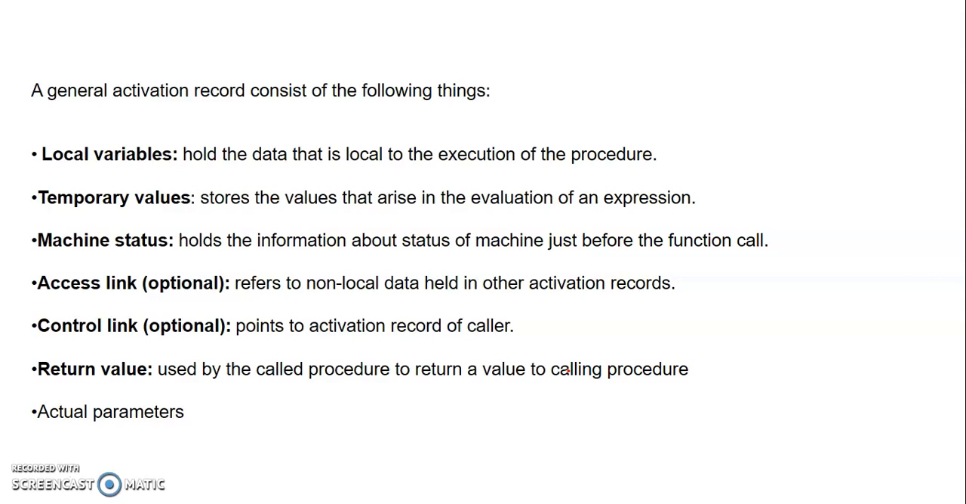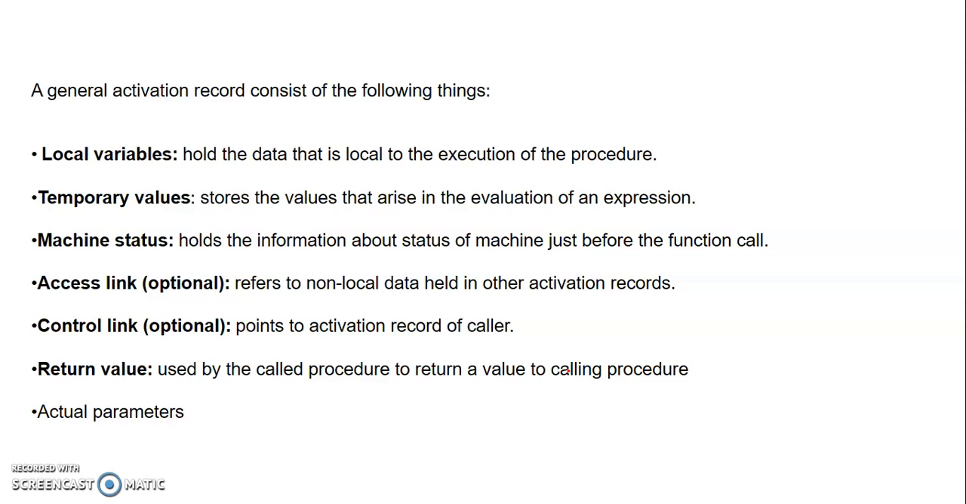Local variable means it holds the data that is local to the execution of the procedure. Temporary means it stores the values that arise in the evaluation of expressions. Machine status means it holds the information about the state of the machine just before the function call.